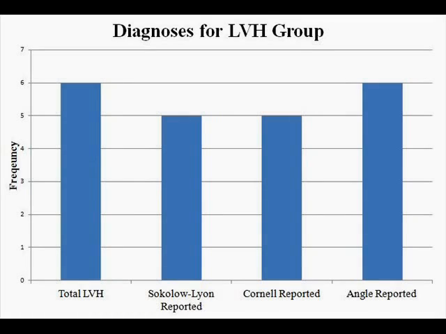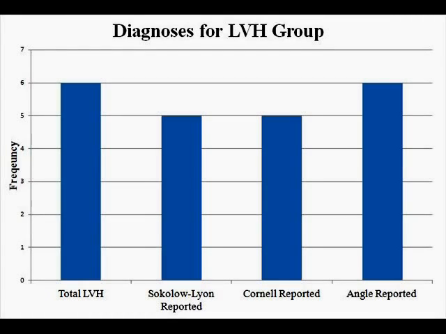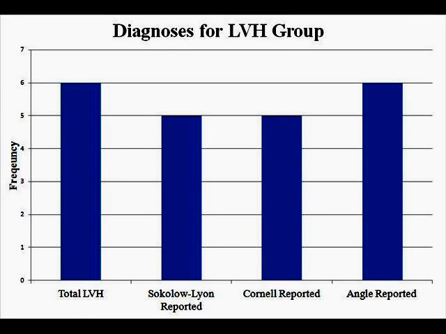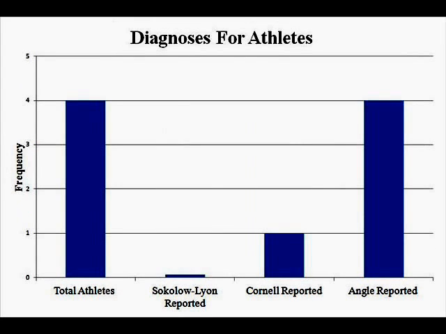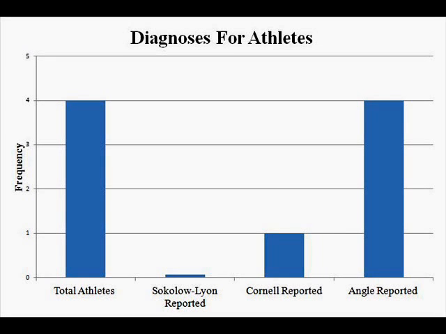For the LVH group, the traditional parameters reported 83% of the patients correctly as positive. The angle, on the other hand, reported 100% of the patients as positive, which means it has a higher sensitivity and thus saves more lives. For the athletes, the traditional parameters reported 0 and 25% of the healthy athletes correctly as healthy. On the other hand, the angle had a 100% accuracy, meaning it dramatically cuts down false positive rates and is much more specific.